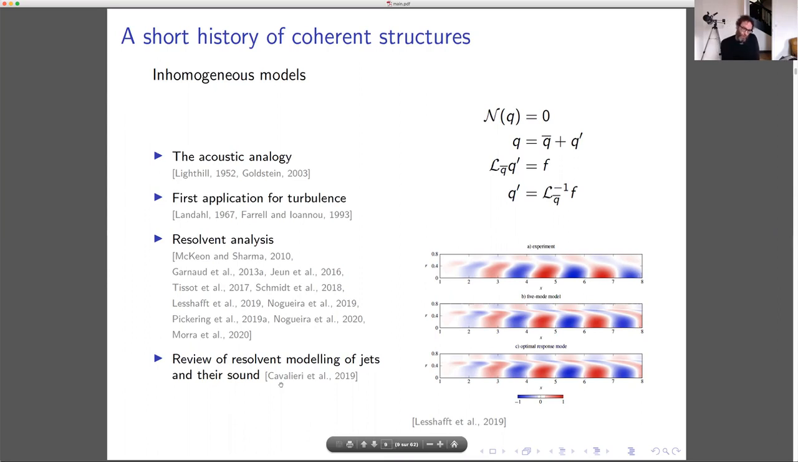Just last year, we wrote a review on the utility of this kind of modeling for the dynamics of jets and their sound with André Cavalieri and Lutz Lesshafft. And here I just have an example of a comparison with experiment. This top plot is showing you a streamwise radial slice through a jet. This is a spectral POD mode that's been extracted from this at some given frequency. You see this wavy pattern that we refer to as a wave packet. And if you compare this with the leading singular modes of this inverted linear operator, the resolvent operator, you see that it provides a very nice description of what we see in the experiment.